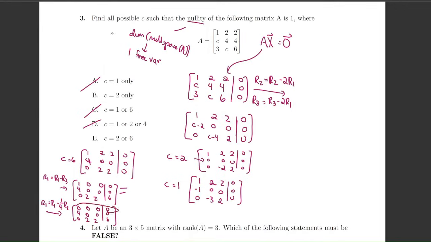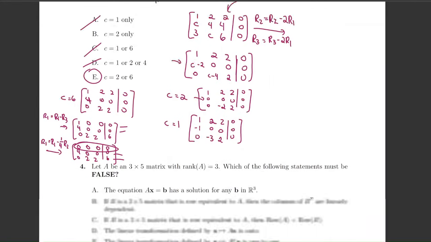Okay, so again, you see this row of zeros, and these two rows are not multiples of each other, which means that you will not have any more rows of zeros. So we have one row of 0, which means we have one free variable, and that means that the nullity is going to be 1. So for c equals 6 and c equals 2, we get one row of 0, which gives you the one free variable, which again corresponds to a nullity of 1. So our answer is E.